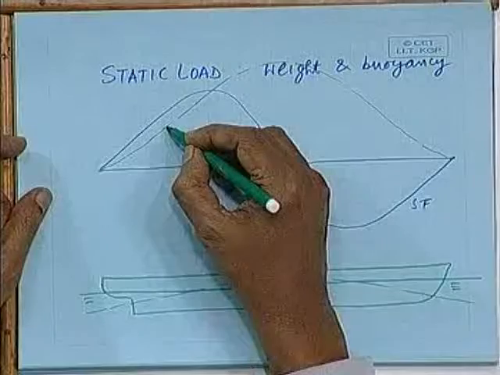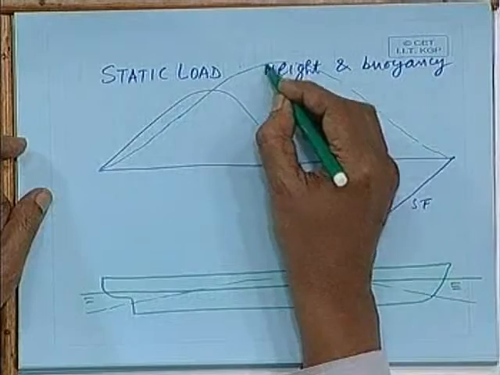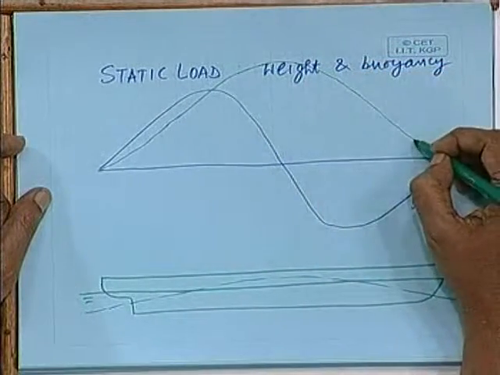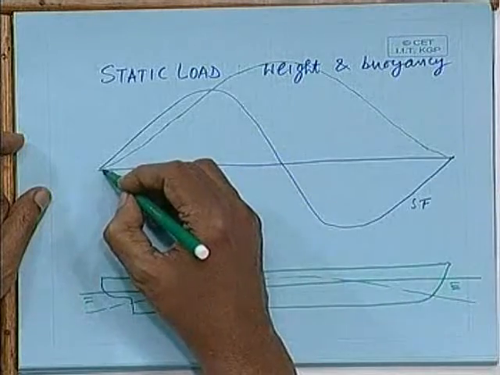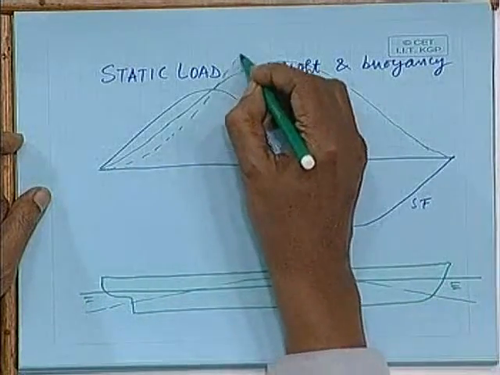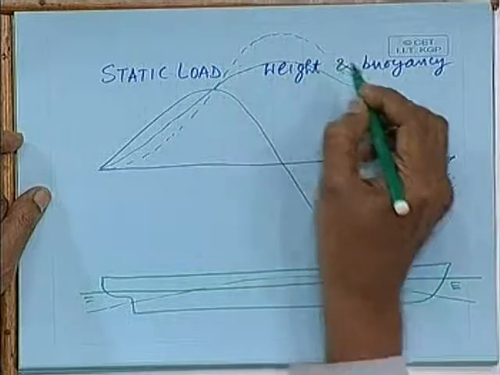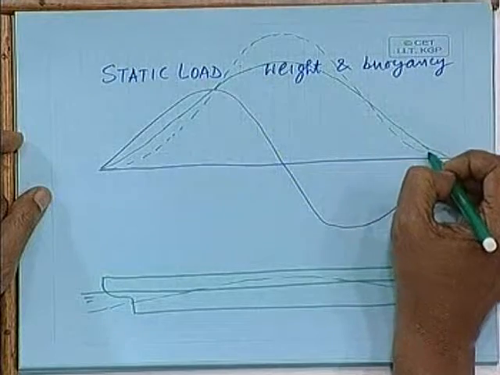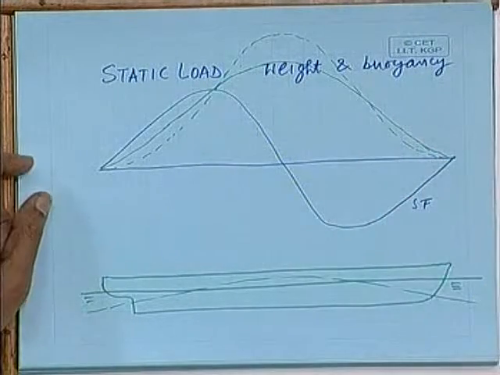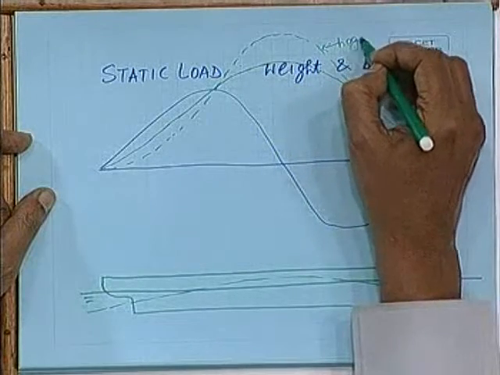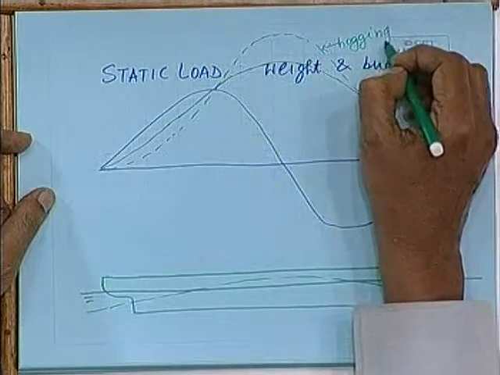So, if I draw the bending moment curve, the previous one was full curve, this will look something like this. This is the so called hogging condition bending moment.